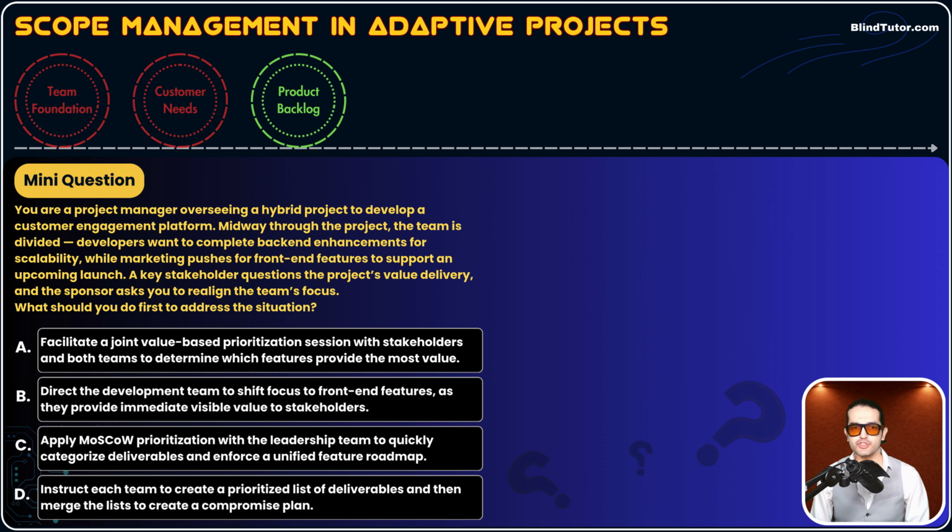Option D, instruct each team to create a prioritized list of deliverables. So see, silos, guys. We had two teams. One team comes up with their prioritization list. The other, no, have a joint session. This is only one project. This is not two projects. One project needs one joint session, one unified product backlog. Why do you want to make it silos? Why do you want to do it individually? No, merge them together right now. Why later? So that's why option D is not a correct option.